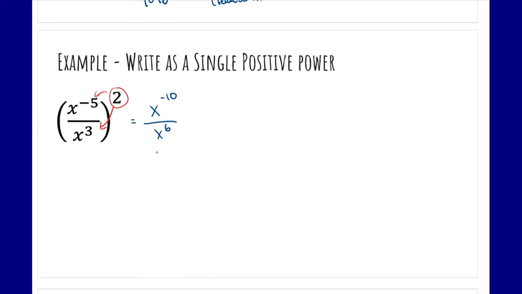Now again, we're dividing powers. The rule for dividing powers is we subtract. So x to the power of negative 10 minus 6 is negative 16. So now this is simplified to a single power with a negative exponent.